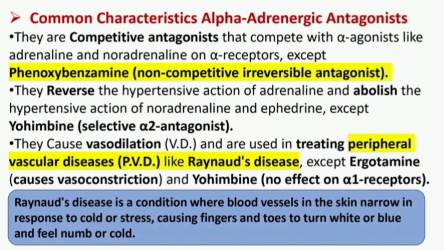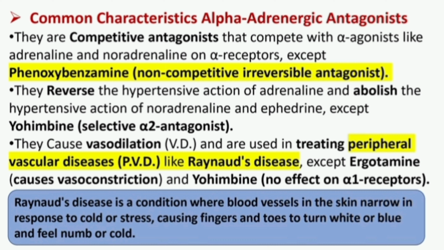Okay. And except the ergotamine, the reason is it mainly causes vasoconstriction, and also the yohimbine, because it's a selective alpha 2 antagonist, so it has no effect on the alpha 1 receptors. Because of that, they don't use these for treating Raynaud's disease.